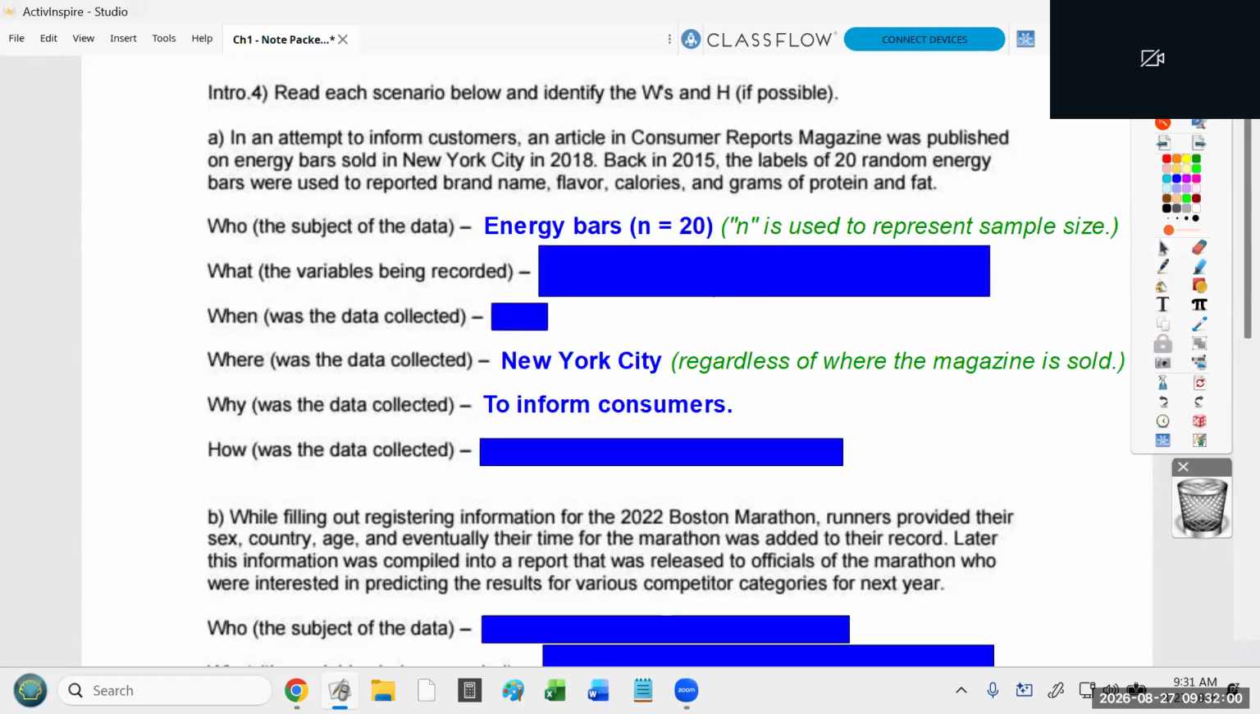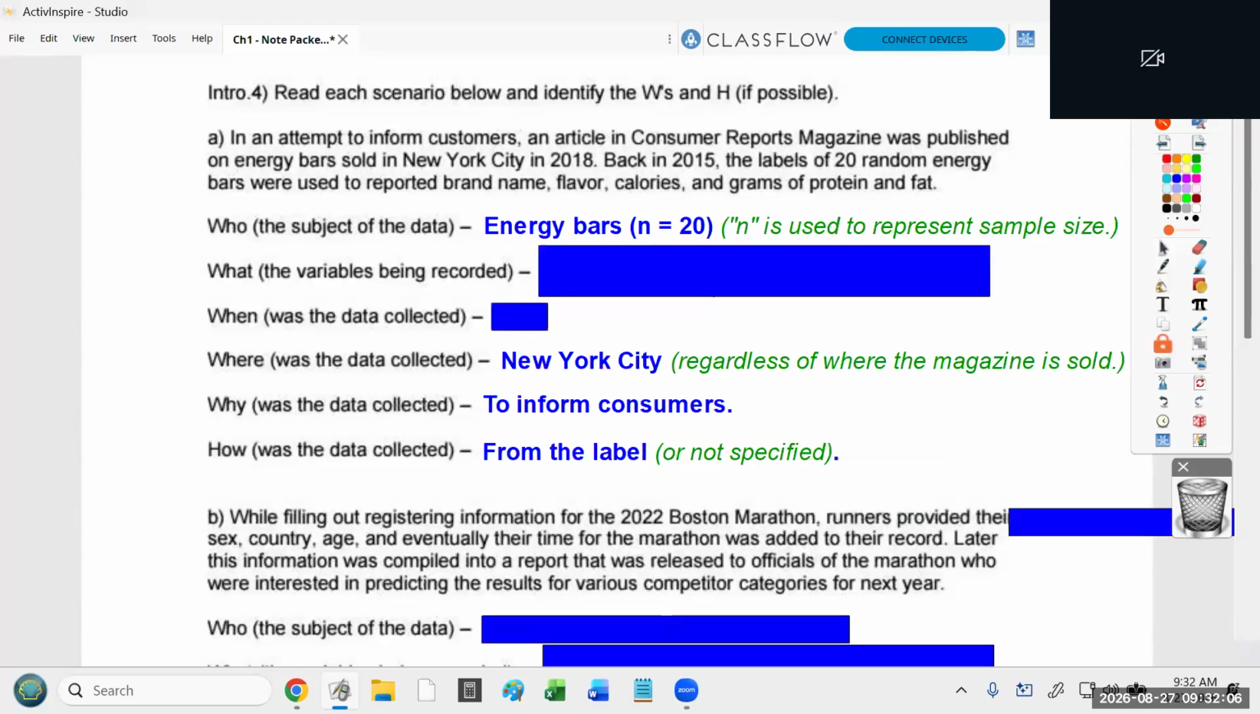It says the labels of 20 random energy bars were used to report brand. All right, so they use the labels on these energy bars. I'm still a little confused on the when, so I got to reread that sentence. But it says reported brand name, flavor, calories, and grams of protein and fat. Now I got a little bit lazy. I just used Q and C for quantitative and categorical.